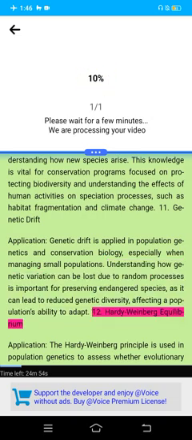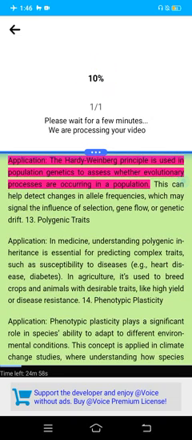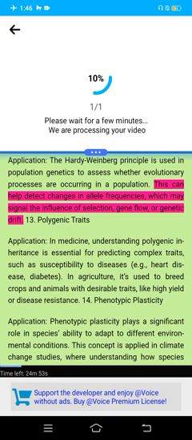12. Hardy-Weinberg equilibrium. Application. The Hardy-Weinberg principle is used in population genetics to assess whether evolutionary processes are occurring in a population. This can help detect changes in allele frequencies, which may signal the influence of selection, gene flow, or genetic drift.